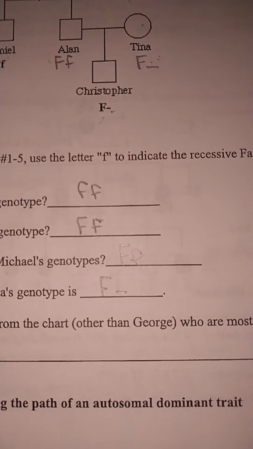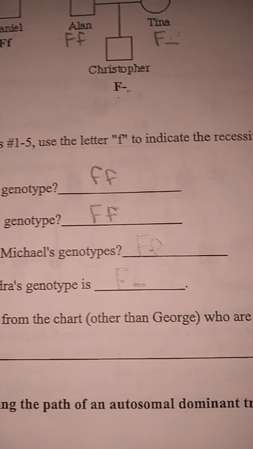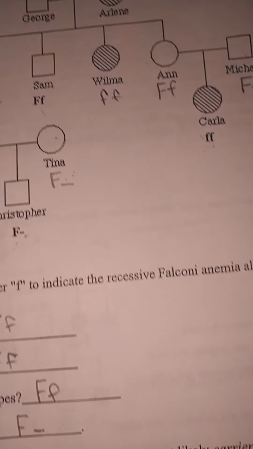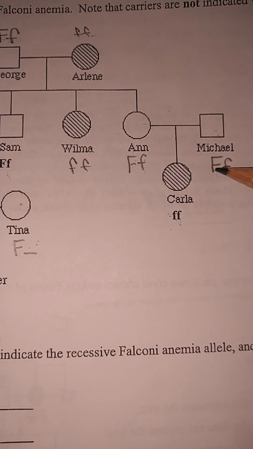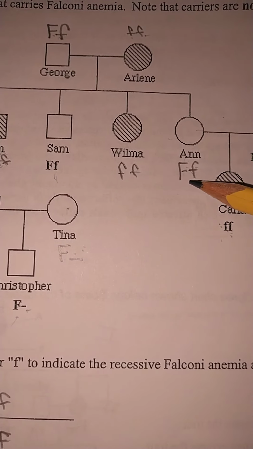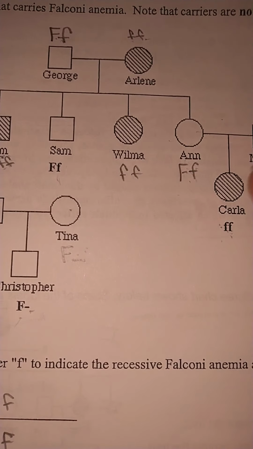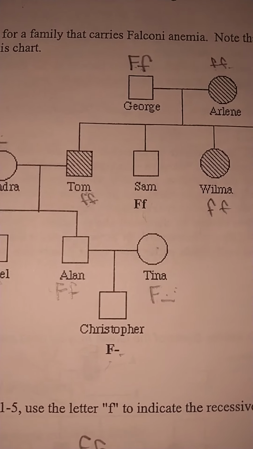So three people on the chart, other than George, who most likely are carriers. Well, carriers are the heterozygous, the hybrids. So Michael would be a carrier, Anne would be a carrier, Sam's a carrier, and Sandra, we don't know for sure.